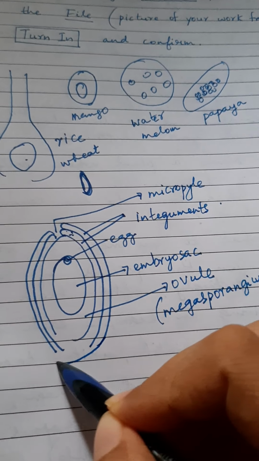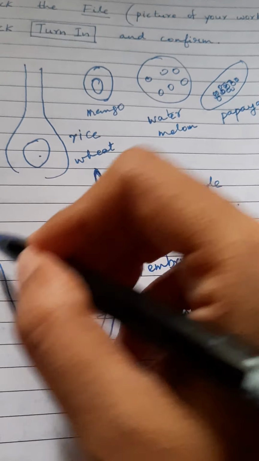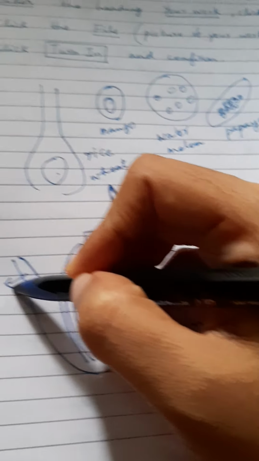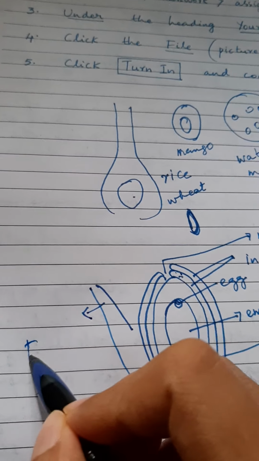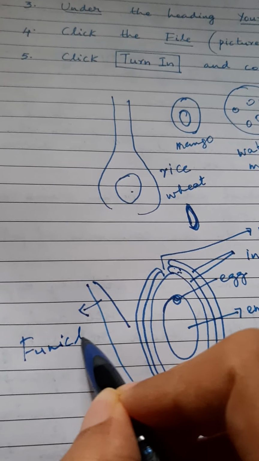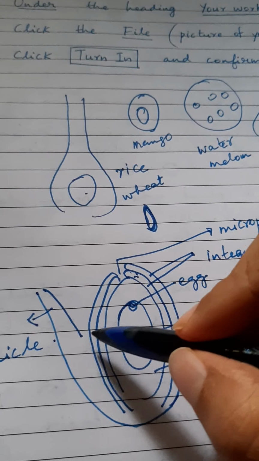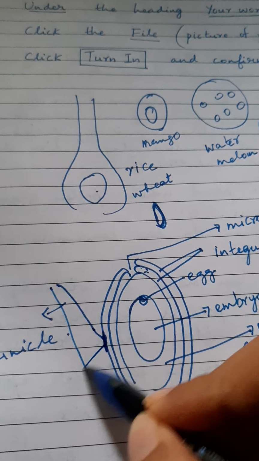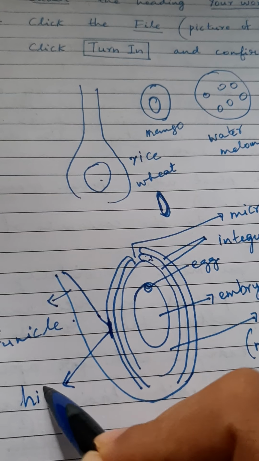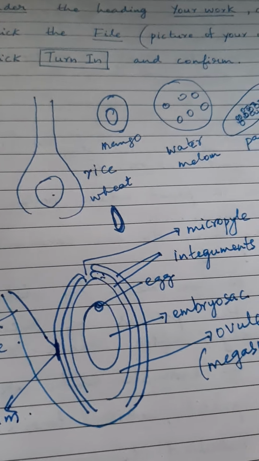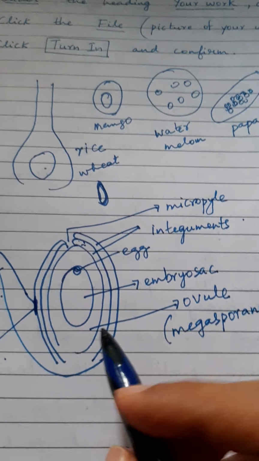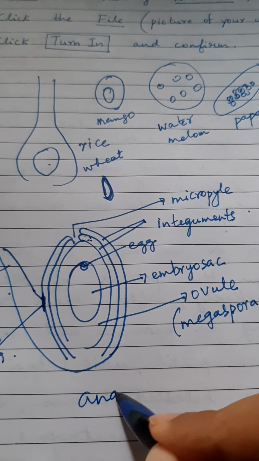The whole ovule is connected to the wall of the ovary by a stalk. This stalk is called funicle. And the point of attachment of the funicle with the ovule is called hilum. Okay, so this is the structure of a typical anatropous ovule.